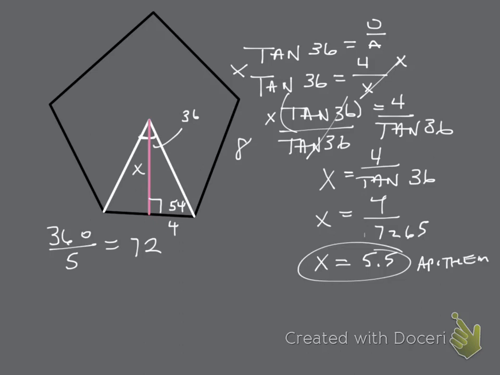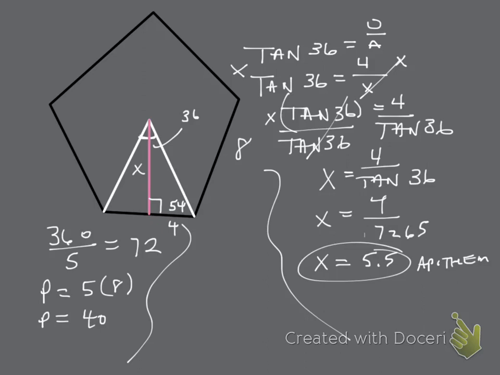The perimeter is easy. The perimeter is going to be equal to 5 sides times 8, the side I gave you. So perimeter is equal to 40. And so now I can go ahead and work the area. So area is going to equal the apothem times the perimeter divided by 2.